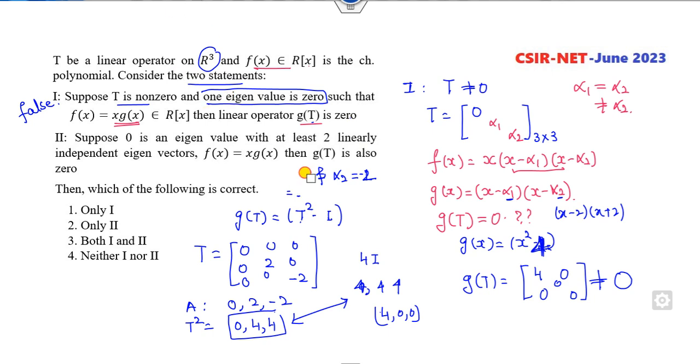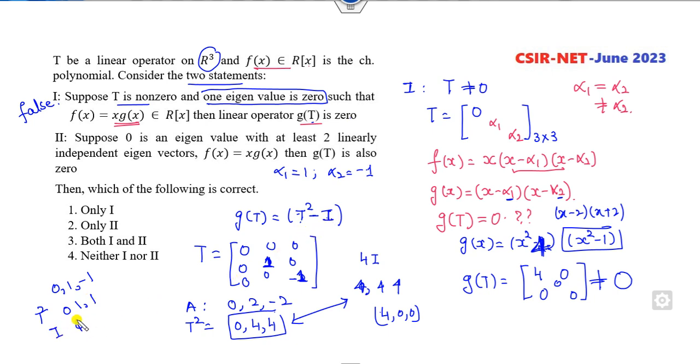Like if I solve for you, if I simply take alpha 1 as 1 and alpha 2 as minus 1, then this number will be x square minus 1. So g is my x square minus 1. The eigenvalue will be 0, 1, minus 1. Eigenvalue of T square will be 0, 1, 1. Eigenvalue of I will be 1, 1, 1. If you subtract them, what are the eigenvalues? 1, 0, 0.